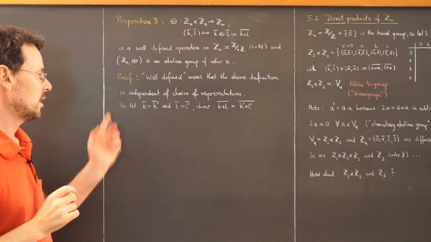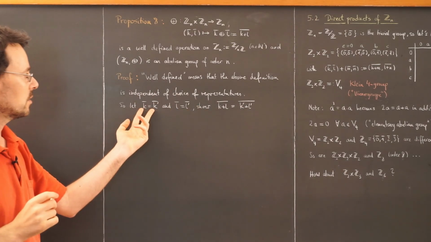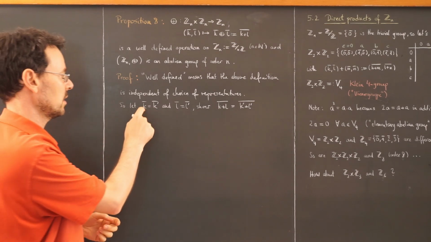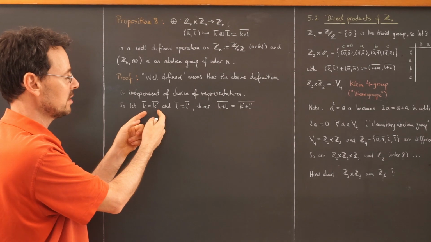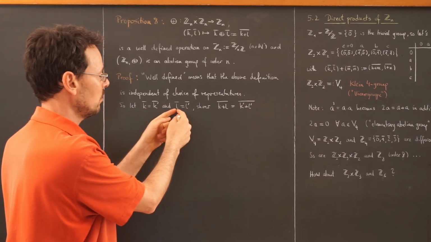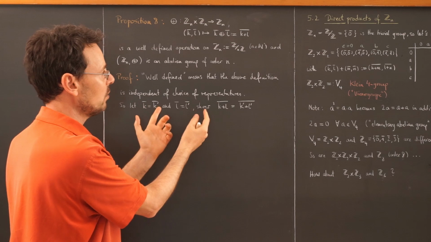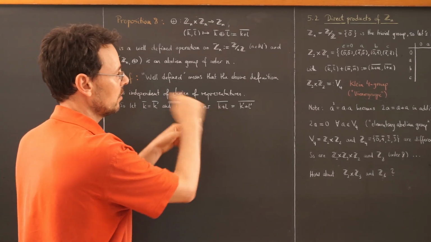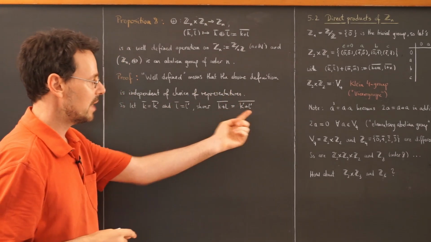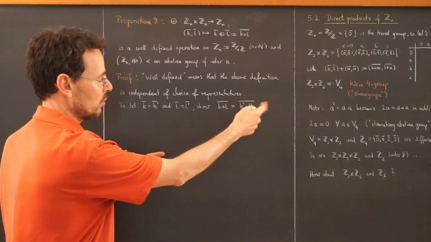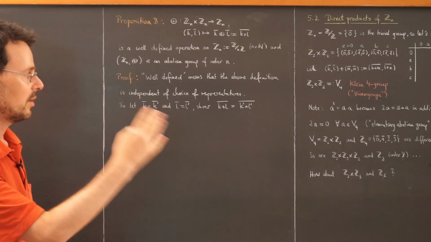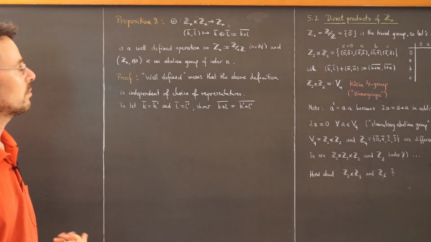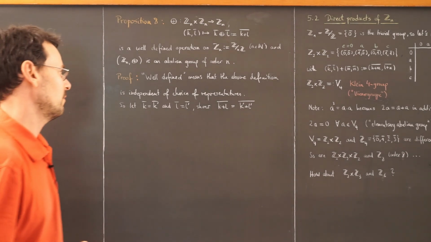If you didn't catch that meaning, maybe now is another chance. So we assume we have two different representatives of the same residue class. k and k prime give me the same residue class mod n, the same here with l and l prime. And now we have to show that for this choice of representatives, the residue class of k plus l is the same as for this choice, the class of k prime plus l prime. Then this here is independent of the choice of representatives and thereby well defined.